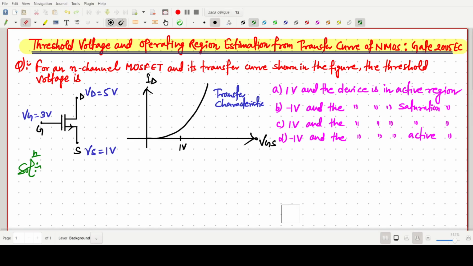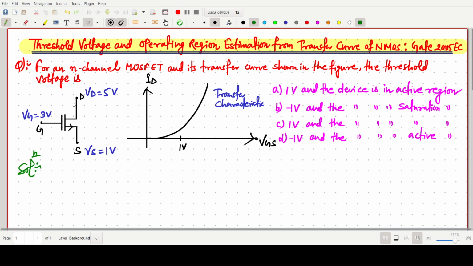Welcome everyone. In this video lecture, we will solve a GATE 2005 EC question in which we have to find the threshold voltage and the operating region. We have to estimate from the transfer curve of NMOS. In the question, it is given for an N-channel MOSFET and its transfer curve is shown below. So we have to estimate the threshold voltage.